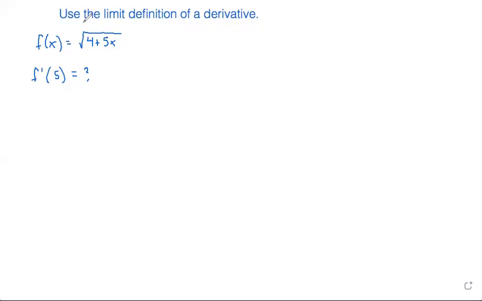Okay, this problem says to use the limit definition of a derivative, and we're trying to find f prime of 5 of this function. So first of all, the limit definition of a derivative is the limit as h approaches 0 of f of x plus h minus f of x all over h. There's a few different ways to write this limit definition, but this is the most common.